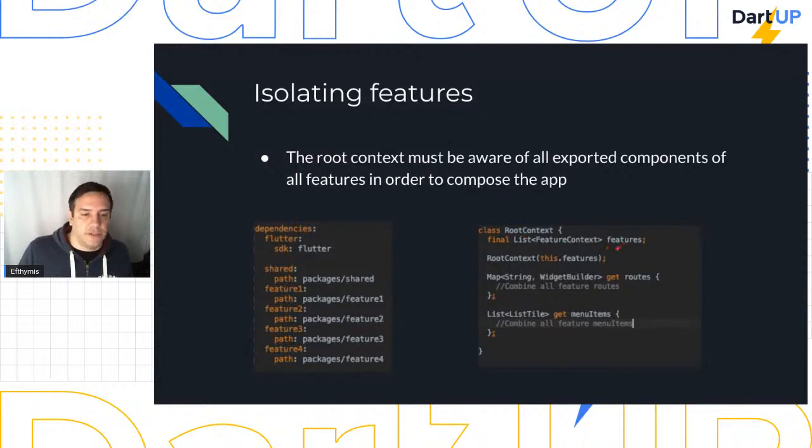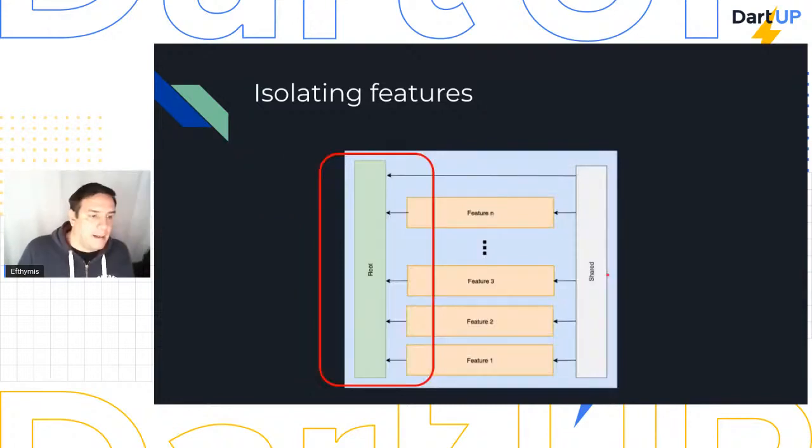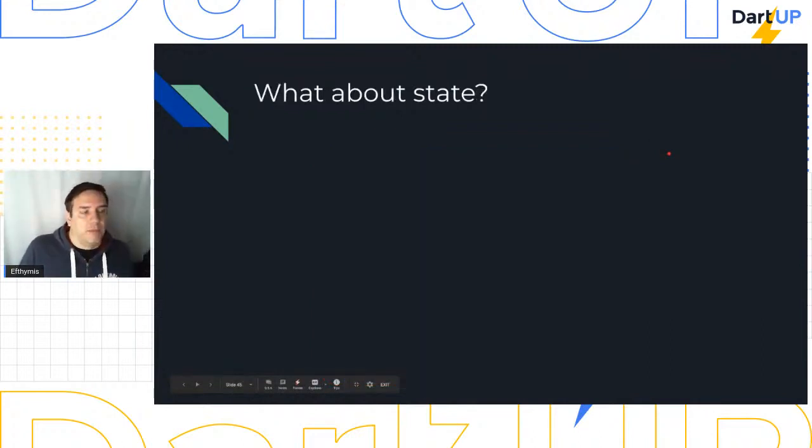So you have your features, and with the features, if we want, let's say, to build our routes, we can do so because we have access to all the feature routes because they have exposed the routes through this interface. So we can build the routes and we can build the menu items in the root level, and we can compose that and have it in the application. So this is actually this part of the diagram, which the root has access to all the features and the shared library. But what about state?